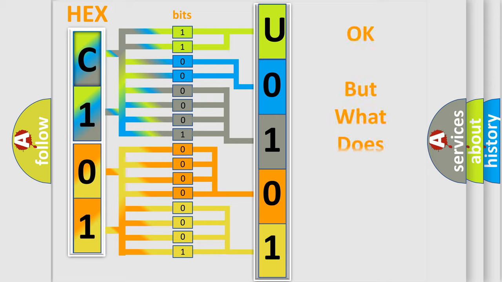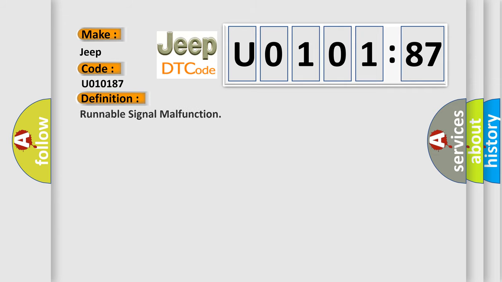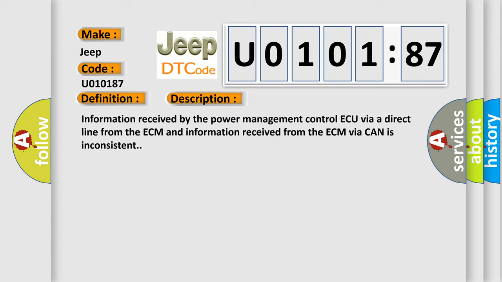The number itself does not make sense to us if we cannot assign information to what it actually expresses. So, what does the diagnostic trouble code U0101-87 interpret specifically for Jeep manufacturers? The basic definition is runnable signal malfunction. And now this is a short description of this DTC code. Information received by the power management control AQ via a direct line from the ECM and information received from the ECM via CAN is inconsistent.